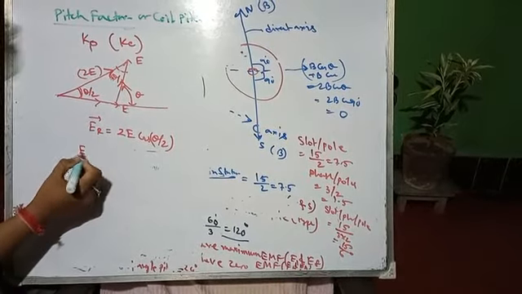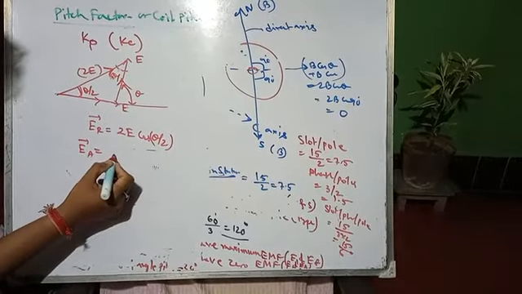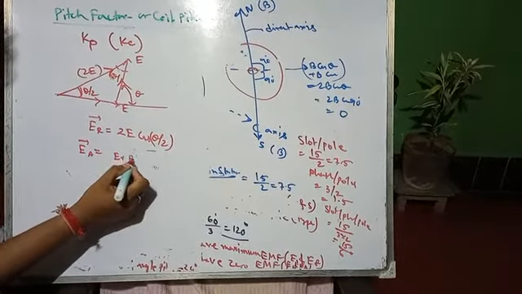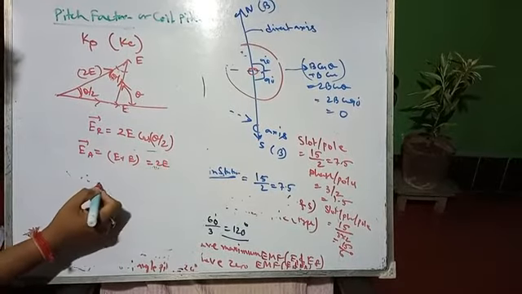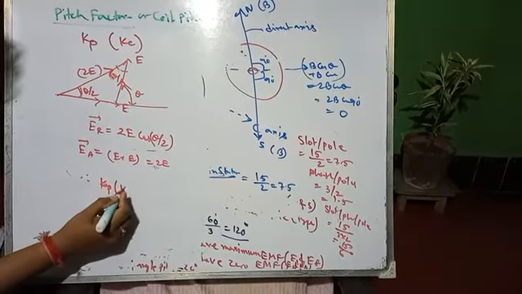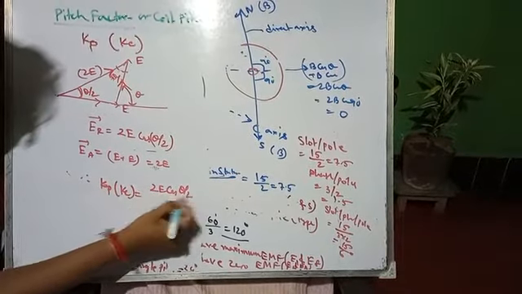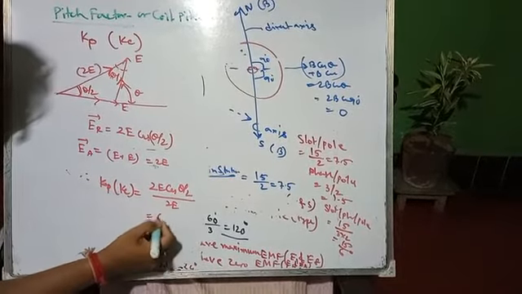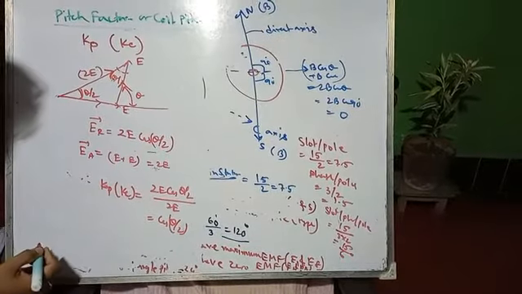The arithmetic addition is just E plus E, that is 2E. So your pitch factor Kp, or Kc, can be expressed as 2E cos theta by 2 divided by 2E, which equals cos theta by 2. Here theta is the pole pitch angle, always remember.